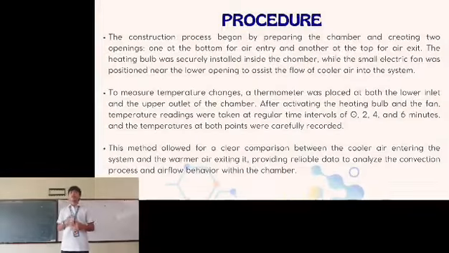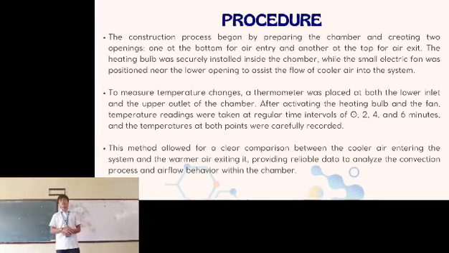Okay, let's start with the procedure. The construction process began by preparing the chamber and creating two openings, one at the bottom for air entry and another at the top for air exit. The heating bulb was securely installed inside the chamber, while the small electric fan was positioned near the lower opening to assist the flow of cooler air into the system.